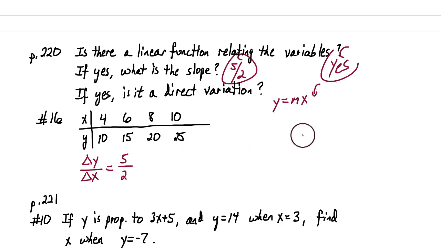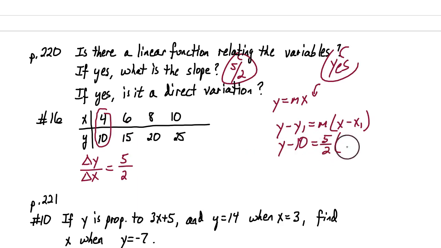So let's use the point-slope formula again and see what our equation turns out to be. Here's the point-slope formula, and we can use this first ordered pair as our x1 and y1. So y minus 10 equals 5/2 times x minus 4. Let's rearrange this and see if it ends up making this pattern, or if we get some other number on the end for the y-intercept.